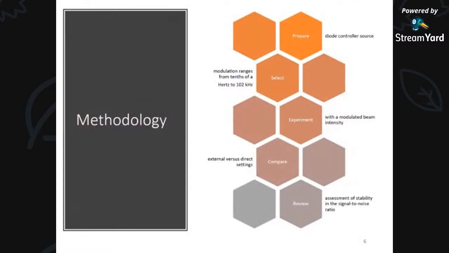The methodology process was very important in this system because we need to know that we have a correct operation. The first step was to prepare the diode controller source, and we need to know exactly the frequency and current applied. Select the modulation range to know which range of frequency we have. We start at tens of hertz and we finish at 102 kilohertz. That is the highest frequency at which the optical device we use can work. The experiment was to know that the modulated intensity was correct, and it was the first step.